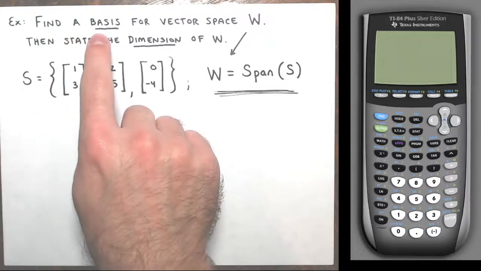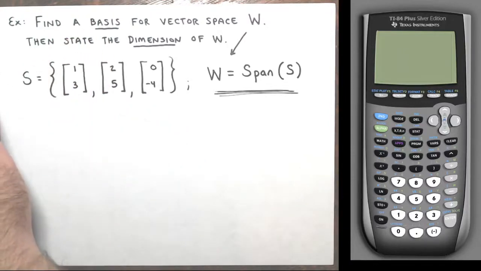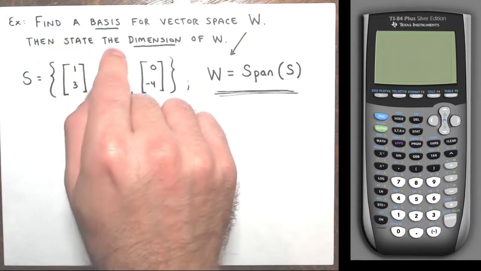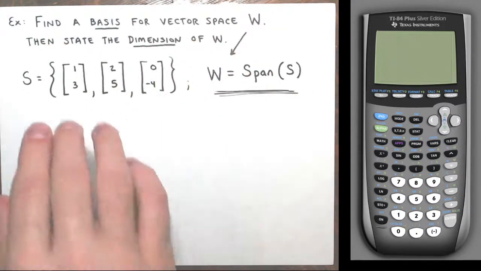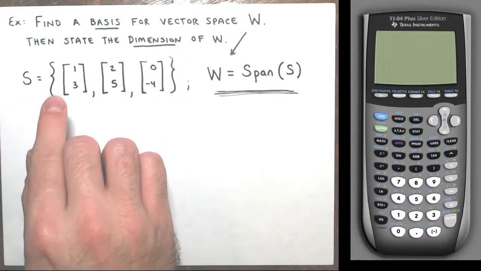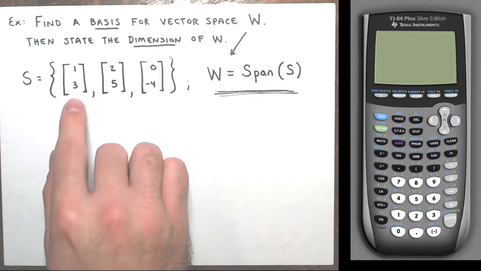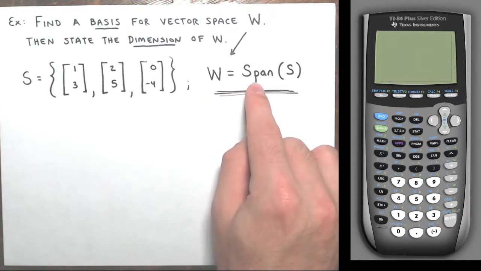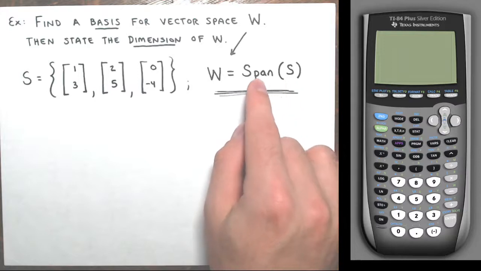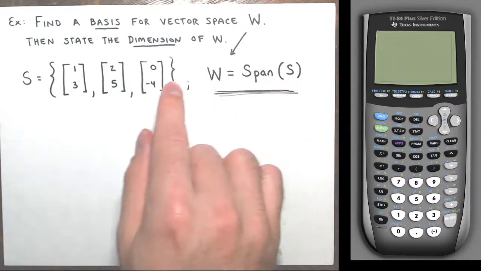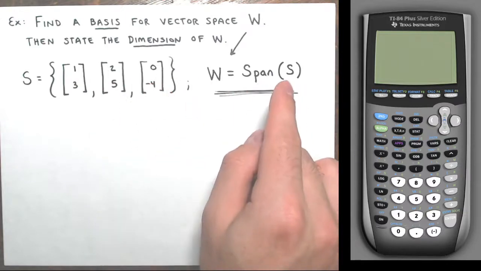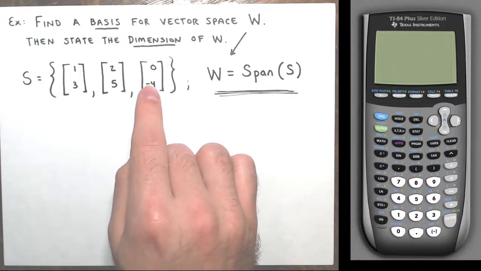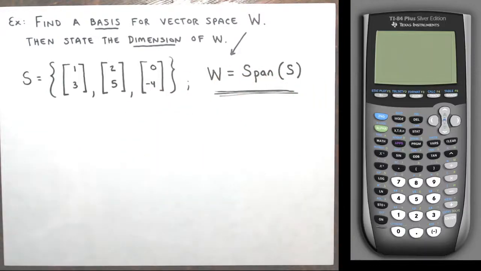All right, so the instructions for every single one of these examples from here on out is going to be to find a basis for vector space W, then state the dimension of W. So I have S here. That's not W, right? S is a set of vectors, and these are from R2, where they've got 2 components: (1, 3), (2, 5), and (0, -4). And W equals the span of S, right? Now remember, the span of S is the set of all linear combinations of these vectors. So every vector in W looks like a scalar times (1, 3) plus a scalar times (2, 5) plus a scalar times (0, -4). All right, so we've got that much.